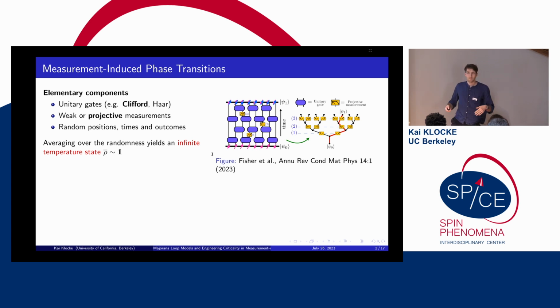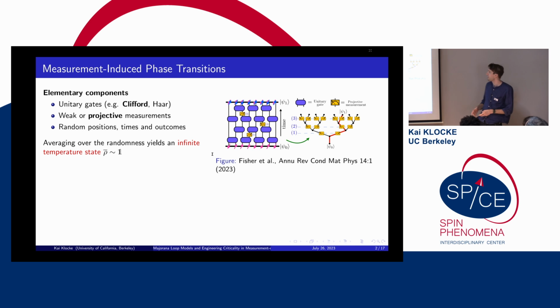So if I'm just doing measurements, and even if I fix the positions and times, just averaging over the random outcomes, looking at the ensemble averaged density matrix for this system, what you'll see is that this just looks essentially like an infinite temperature state. But this is a naive perspective on what's happening here, because we know in an individual trajectory of the circuit, there's actually something interesting happening. There are correlations. This isn't just this totally trivial state.